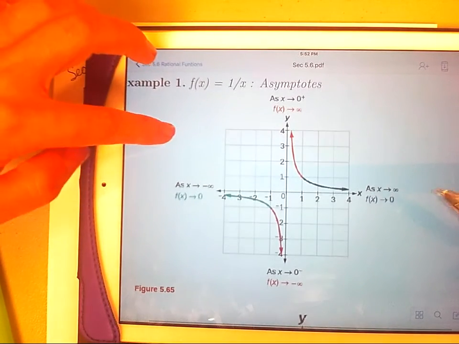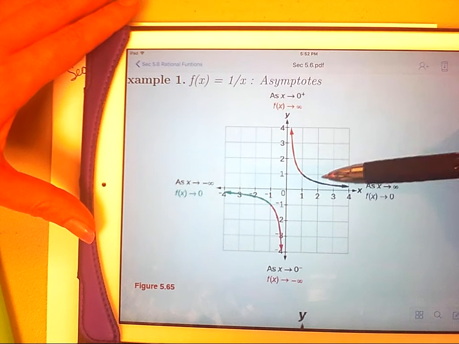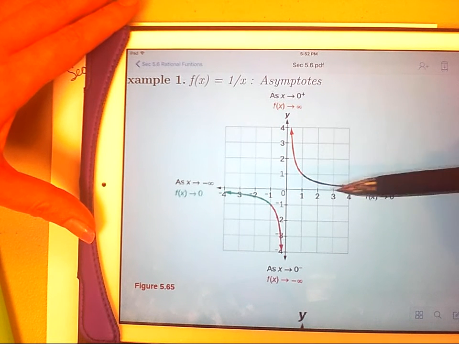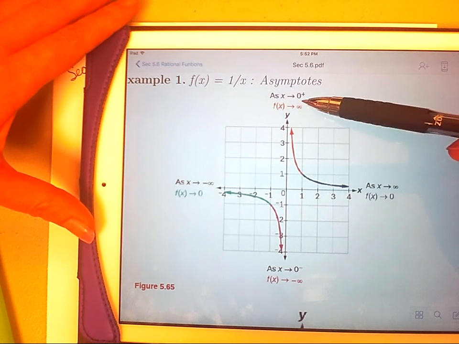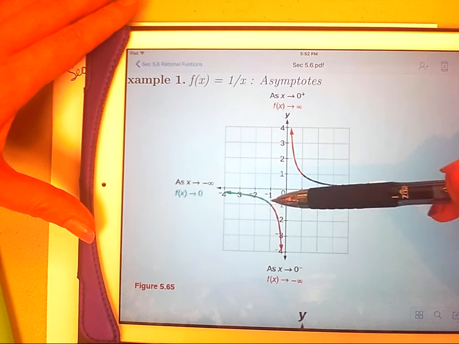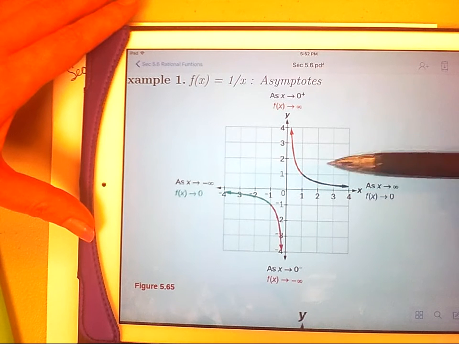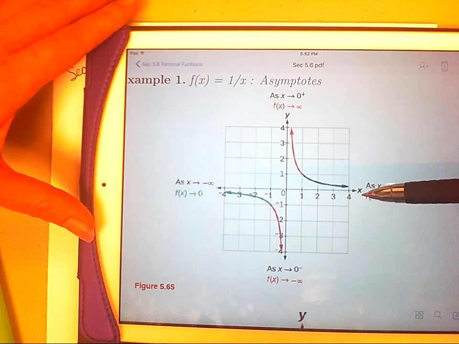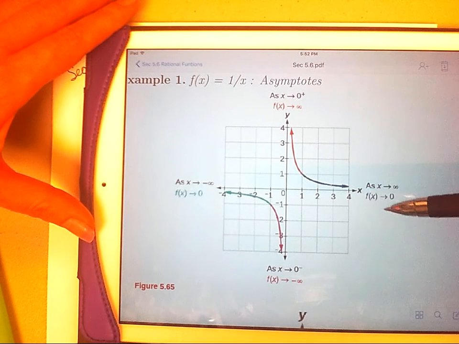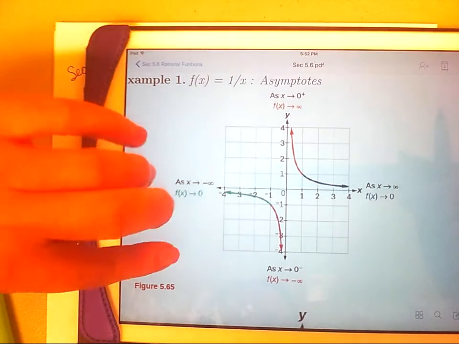Now, here's a synopsis of what we just talked about. This is our basic 1 over x. So you can see the different parts. That is, x is going to 0 from the right. The function is increasing without bound. Here, as x is going to 0 from the left, the function is decreasing without bound. Here, as x is going to infinity, the function approaches 0. And as x goes to negative infinity, the function is also approaching 0.